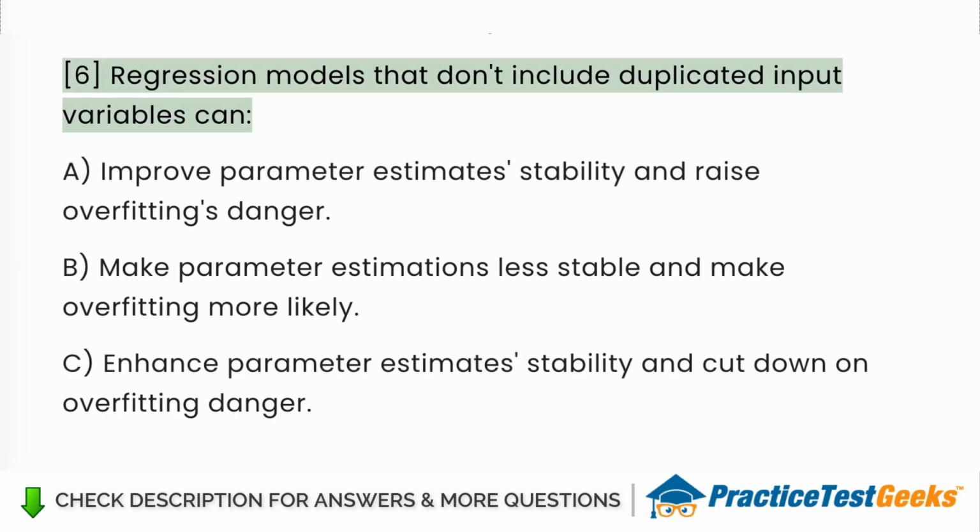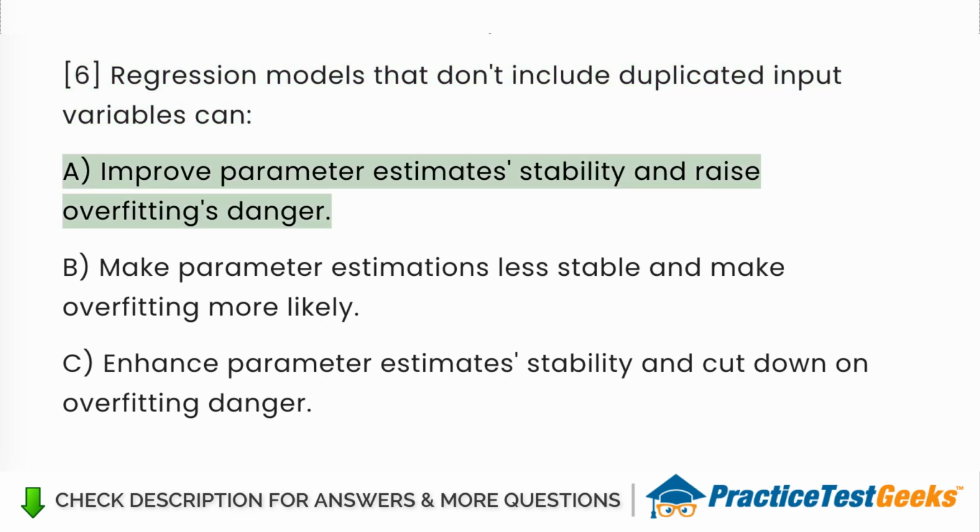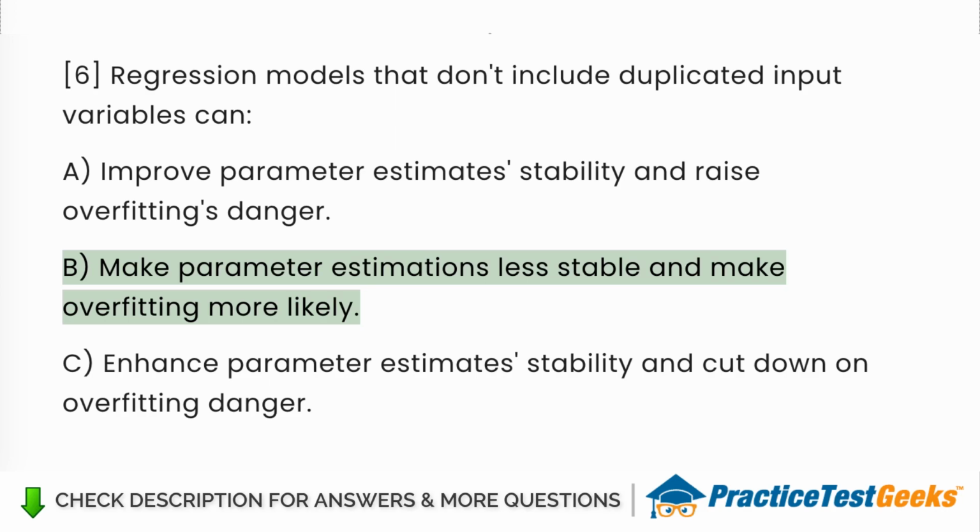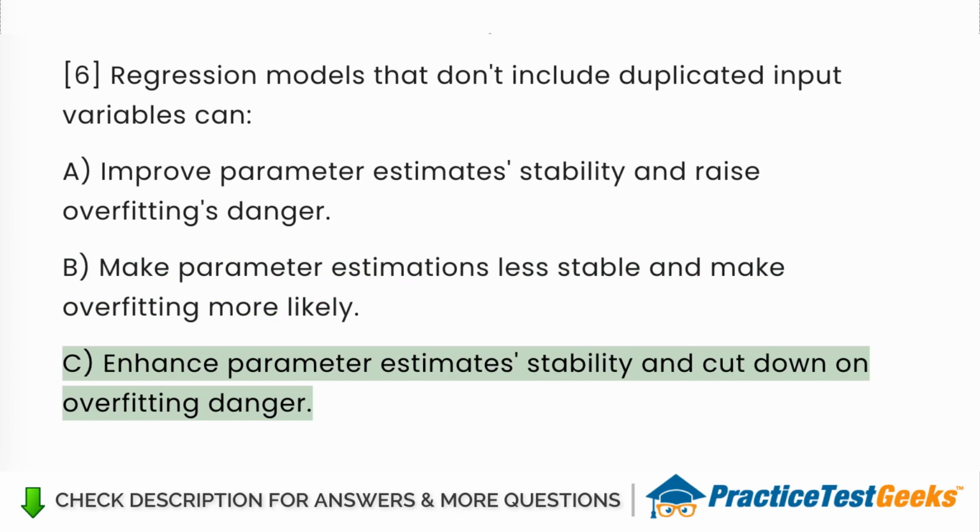Regression models that don't include duplicated input variables can: A. Improve parameter estimate stability and raise overfitting's danger. B. Make parameter estimations less stable and make overfitting more likely. C. Enhance parameter estimate stability and cut down on overfitting danger.